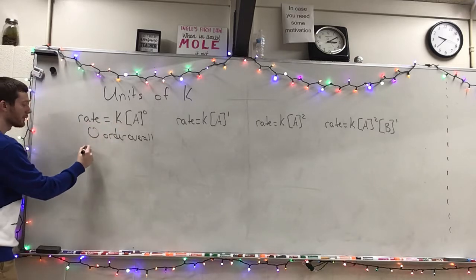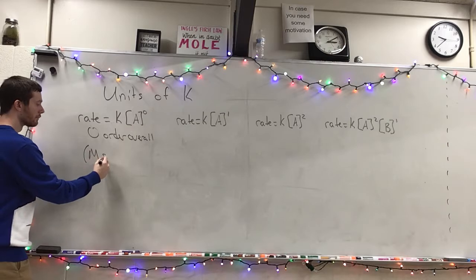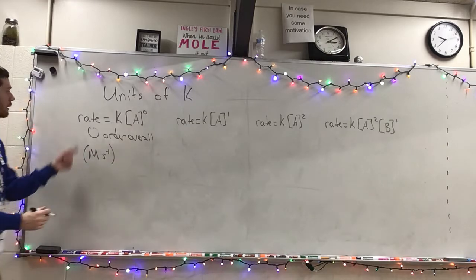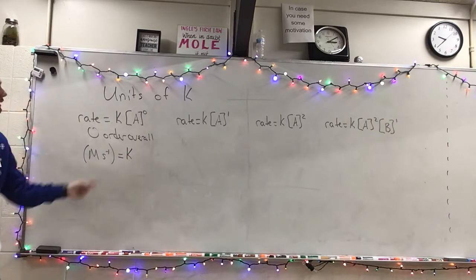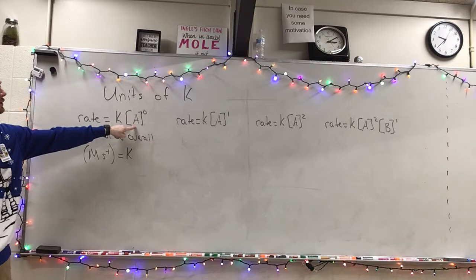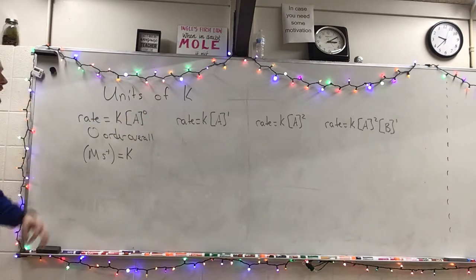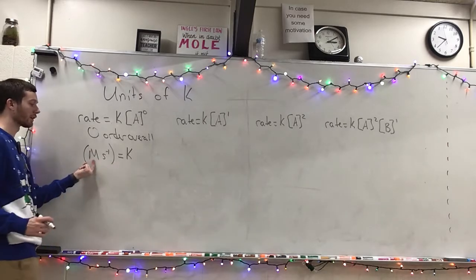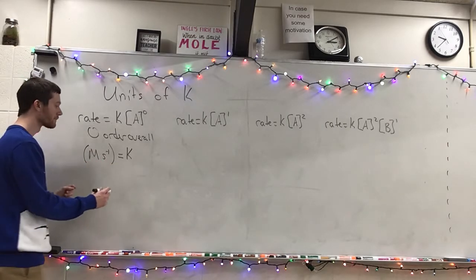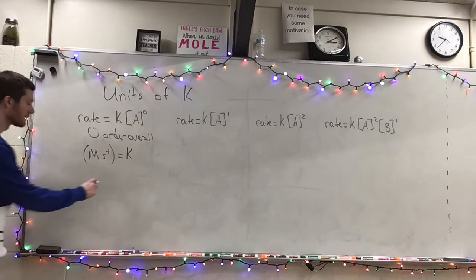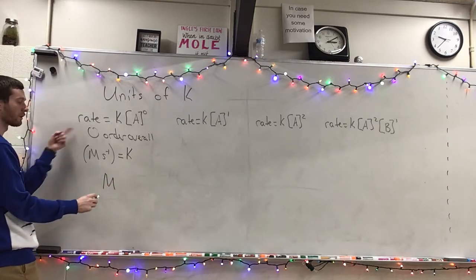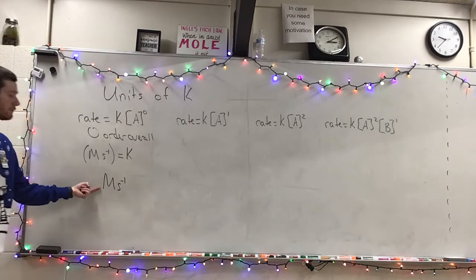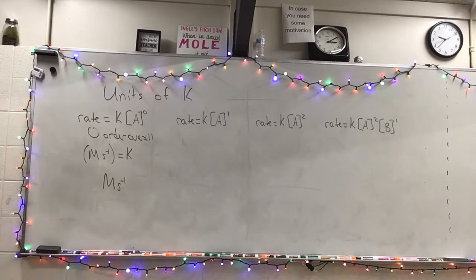Well, rate is frequently measured in molar per second. So if we take rate as molar per second, set that equal to k, and then think about what's going to happen here. Your concentration of A raised to the 0 power, anything raised to the 0th power is going to cancel out to be a 1. So this is just molar inverse seconds equals k. Therefore, the unit of k must match the unit of the rate. So k in a 0 order overall process is simply molar inverse seconds.